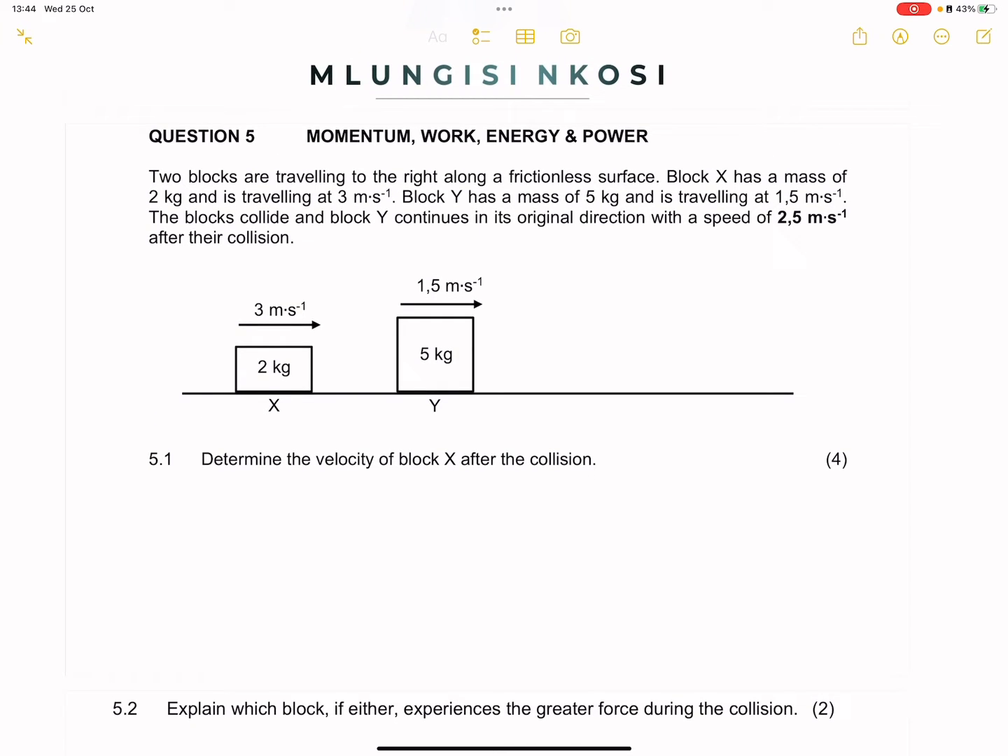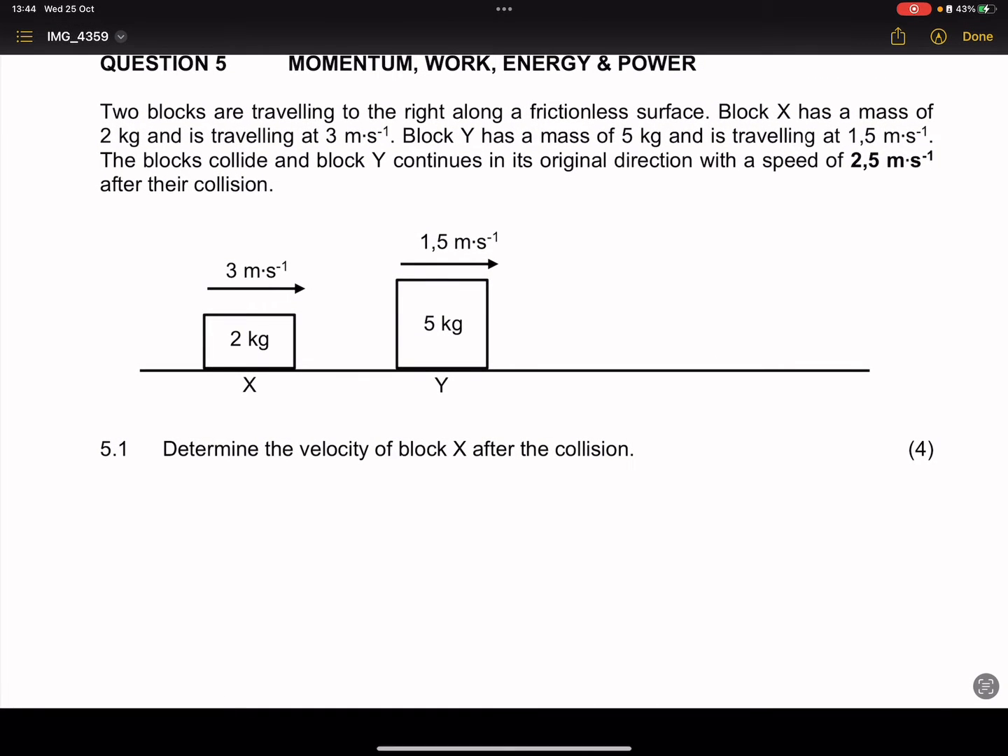All right, so let's get right into the question. They say to us, we've got two blocks moving to the right along a frictionless surface. Block X has a mass of 2 kilograms and is traveling at 3 meters per second. Block Y has a mass of 5 kilograms and is traveling at 1.5 meters per second. They say the blocks collide, and block Y continues in its original direction with a speed of 2.5 meters per second.